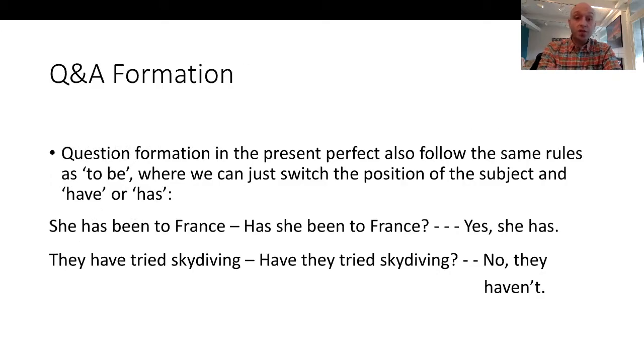Question formation in the present perfect also follows the same rules as to be, where we can just switch the subject and the verb. So she has been to France. Has she been to France? And then we would answer either yes, she has, or no, she has not. They have tried skydiving. Have they tried skydiving? Either yes, they have, or no, they haven't.